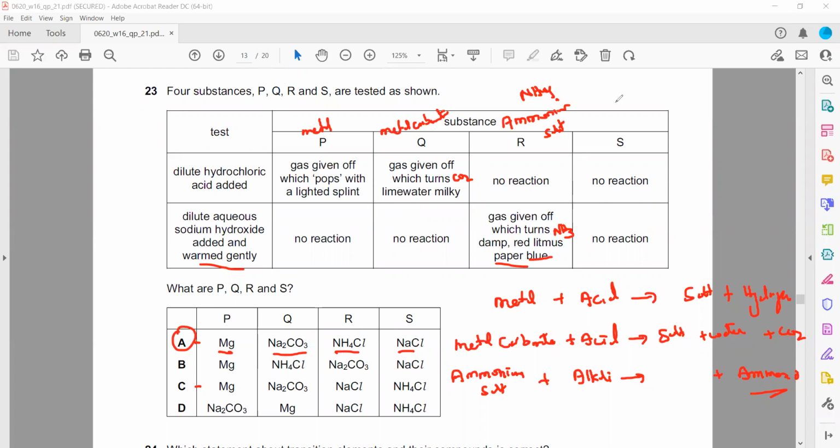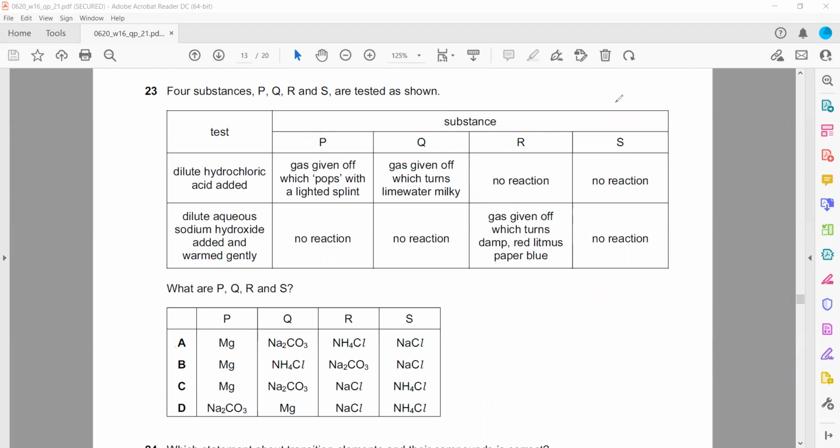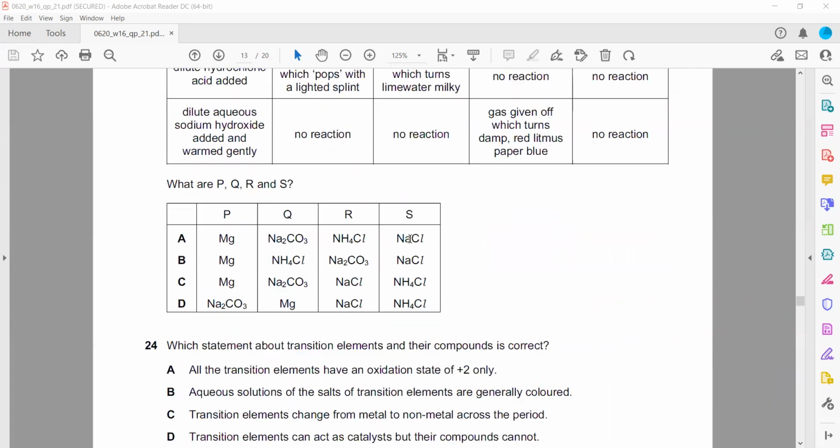So these are the characteristic reactions of acid and alkali. Acid plus metal gives salt and hydrogen. Acid plus metal carbonate gives salt, water, and carbon dioxide. Alkali plus ammonium salt gives ammonia gas. So we can identify that the ammonium ion is present.